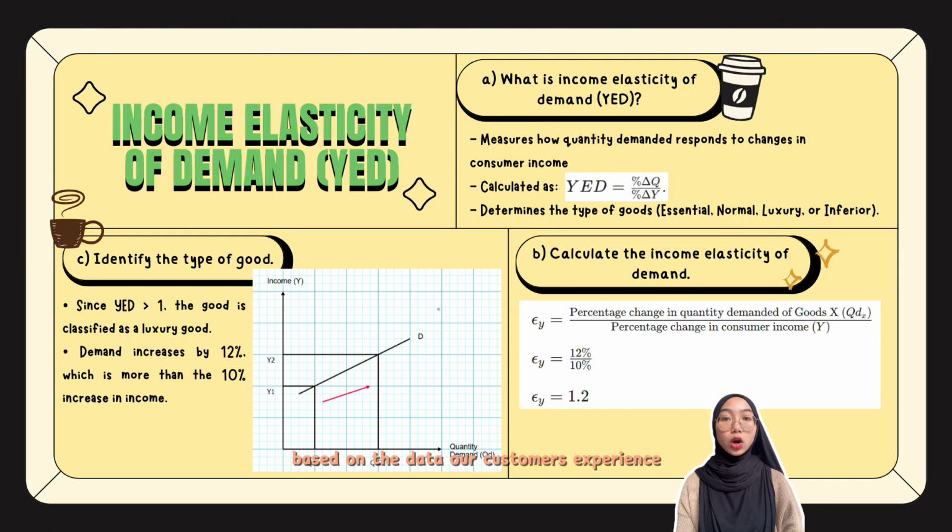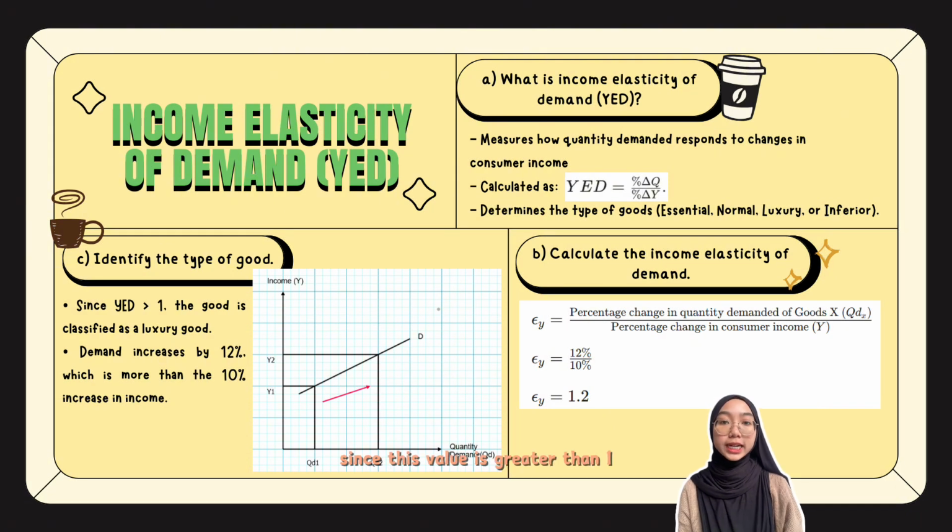Based on the data, our customers experience a 10% increase in their monthly income, which led to a 12% increase in the demand for these coffee drinks. By using the formula, which is to divide the percentage change in quantity by the percentage change in income, this gives us a YED value of 1.2.